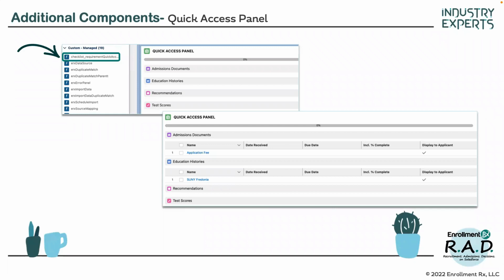But if you were in an older version, or for some reason you wanted to add them back, then the component to add the quick access panel back onto the page is this checklist requirement quick access. The quick access is just towards the back of the name, so it's really checklist requirements to keep an eye out for. If you take that component and drag it onto the page, it's going to pull those checklist requirements onto the record page.